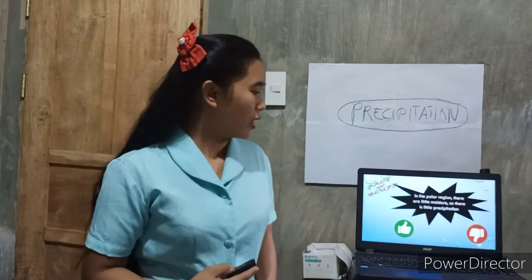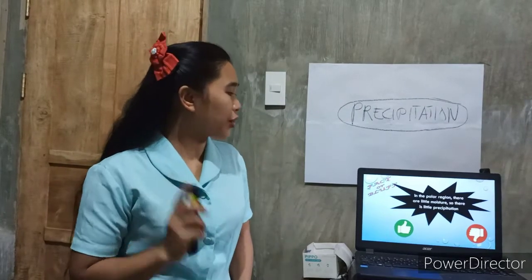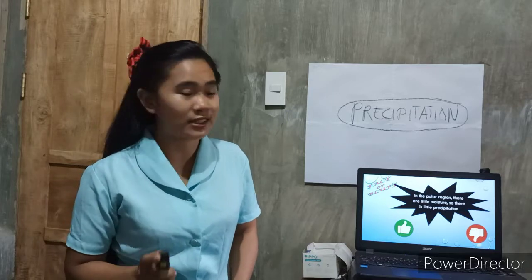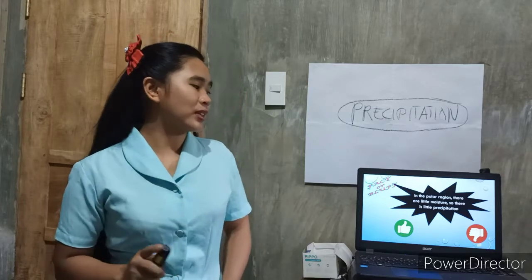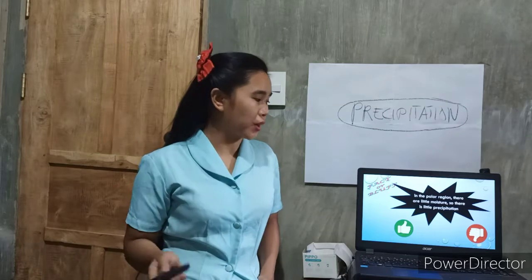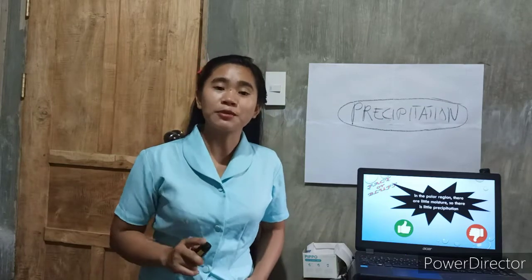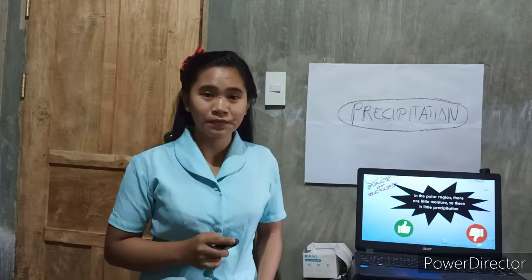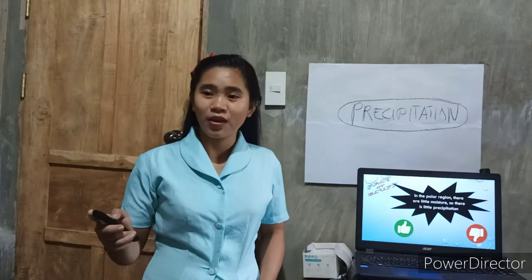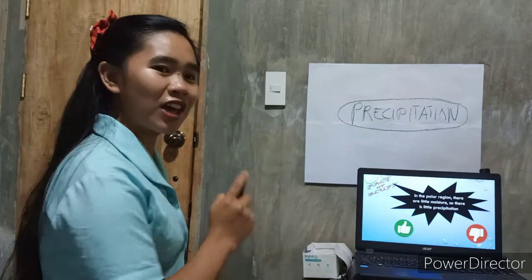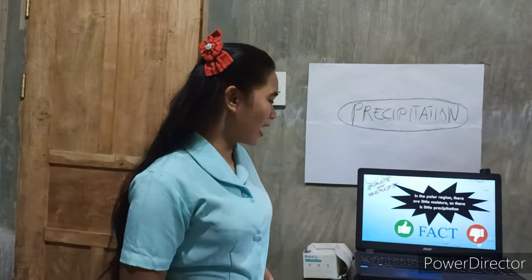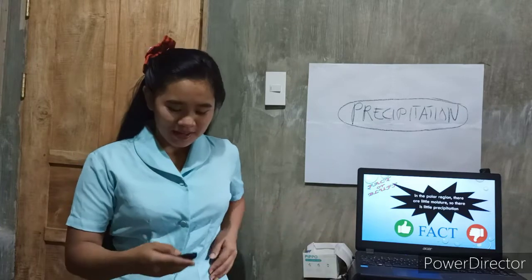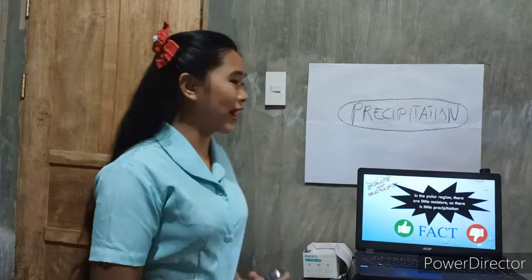Next, in the polar region, there is little moisture, so there is little precipitation. Is it a fact or a bluff? Let us look at if you are correct. It is a fact. Okay, so the answer is fact.